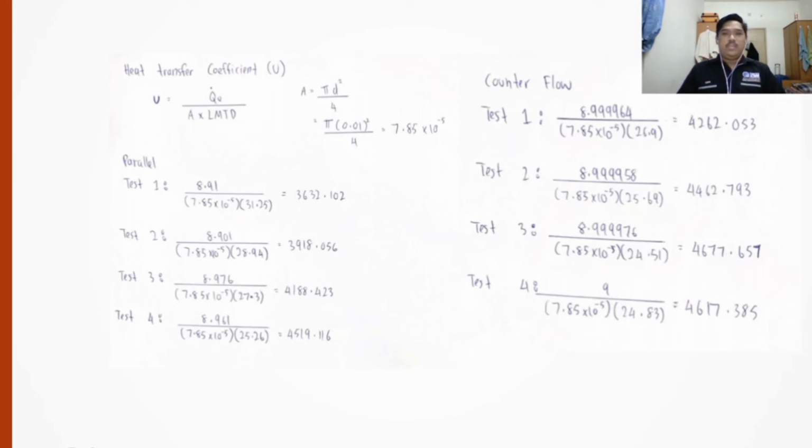The formula of area is A equal to pi d to the power of 2 over 4. Then we get the answer A equal to 7.85 times 10 to the power of minus 5. Then we insert the data into the formula to find the heat transfer coefficient for test 1 to test 4 for parallel flow and counter flow.